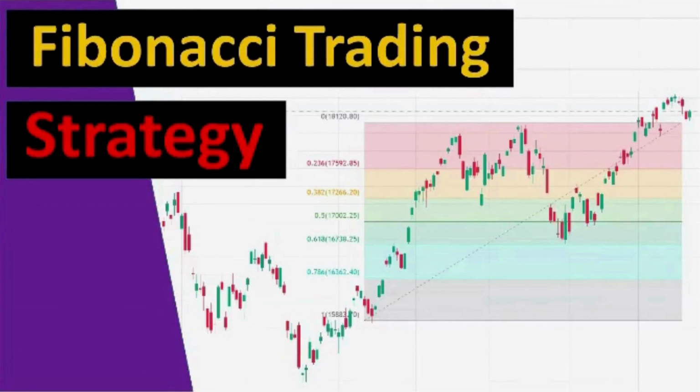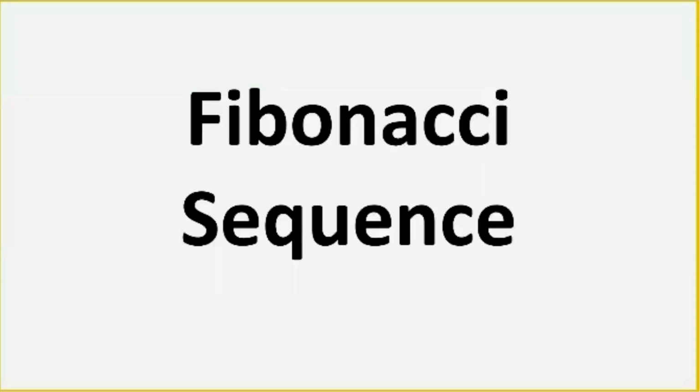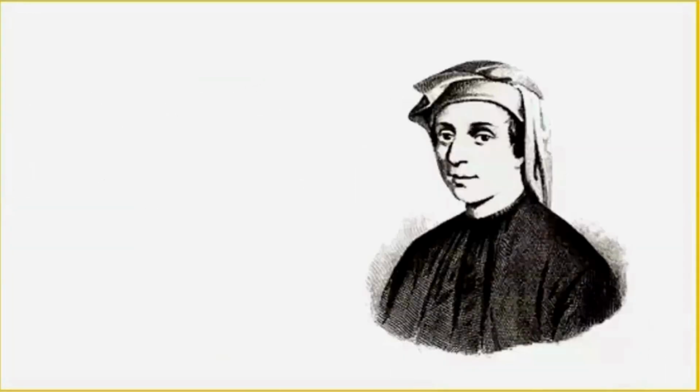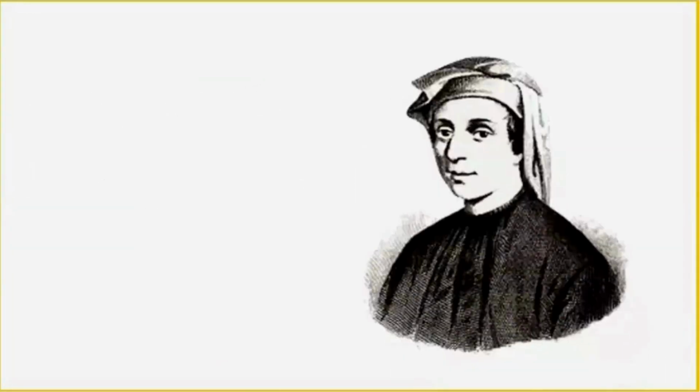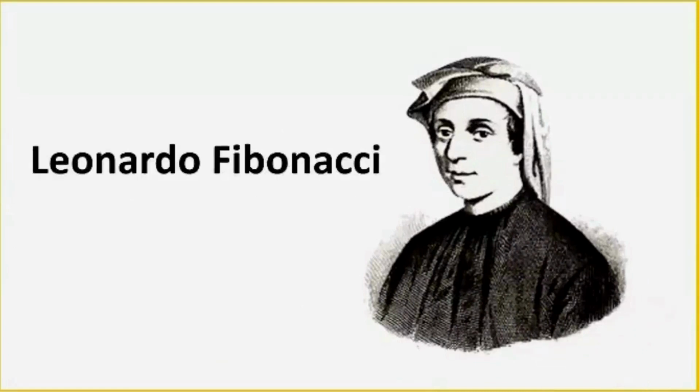So let's start with the video and let's first understand what the Fibonacci sequence is. You see, the Fibonacci sequence is a mathematical sequence which was discovered by an Italian mathematician named Leonardo Fibonacci. In this sequence, first you have two numbers, that is 0 and 1. And when you add these two numbers, you get another number, which is 0 plus 1 equals 1. And to obtain this sequence, this is the step that we will repeat.